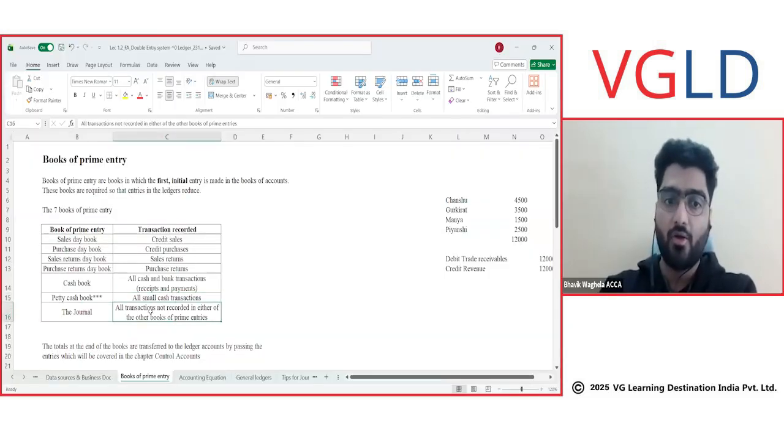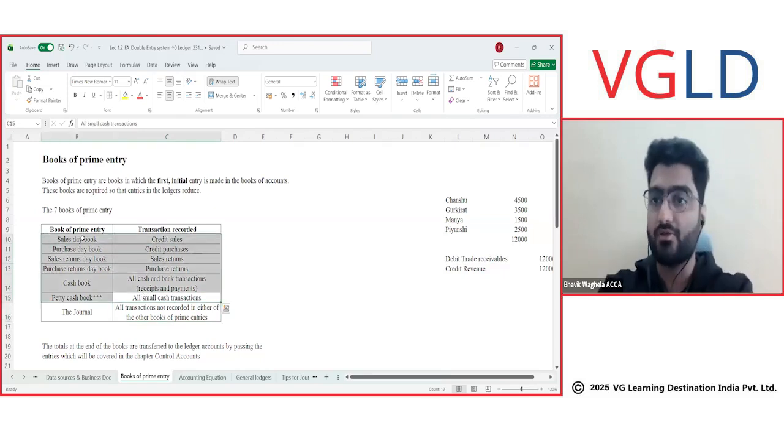And then the journal. So all the transactions not recorded in either of the other books of prime entries will be recorded in the journal. And these are generally the book entries that we record. Example, depreciation. Example, provision for doubtful debts. Example, purchase of asset.